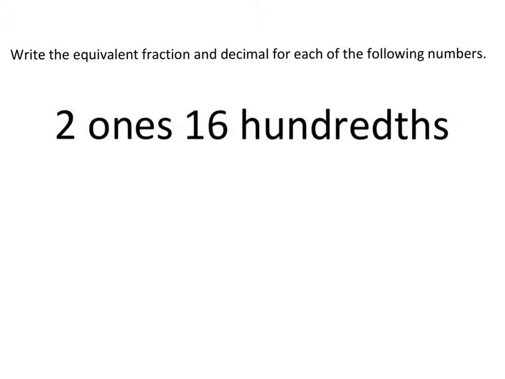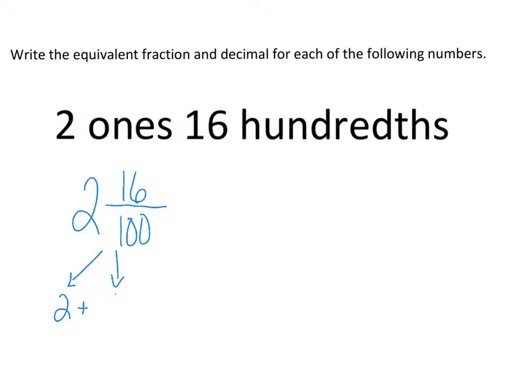Continuing, let's write the equivalent fraction and decimal for each of the following. 2 ones and 16 hundredths now. All right, so what is this going to look like as a fraction? Well, the fraction we know is we're going to have 2 wholes. This is going to be our mixed number, with 16 in the numerator, and it's in the hundredths place. That 6 is in the hundredths place. But if we were to try to break this down, we could separate this and say there's 2 wholes plus there's a 1 in the tenths place, and there is a 6 in the hundredths place. So we kind of just broke that whole mixed number down.